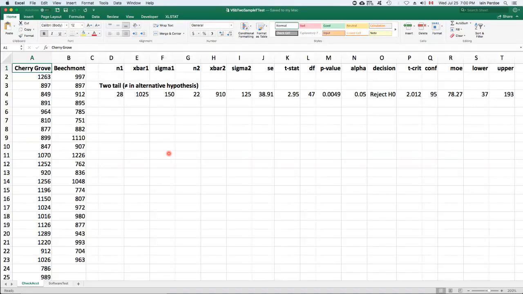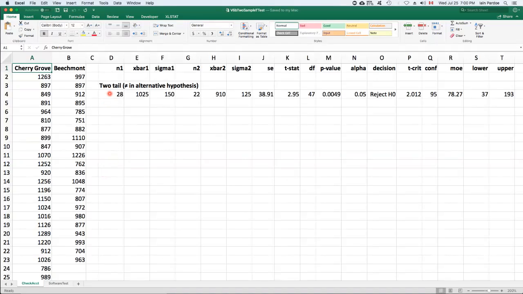In this video, I'll go through some examples of two sample t-tests for independent samples. In the first example, we have two samples from two different bank branches, and the data represents checking account balances.